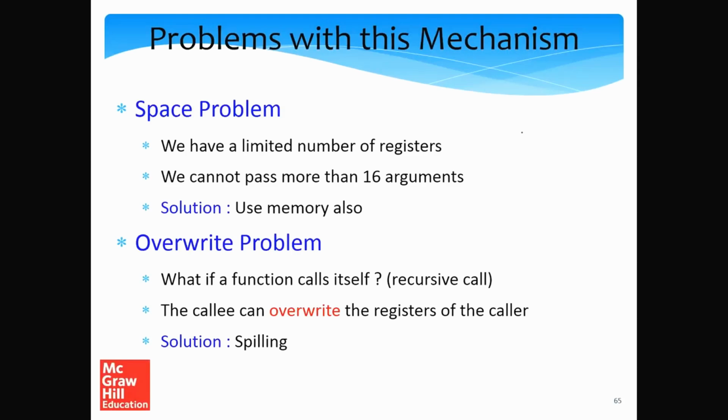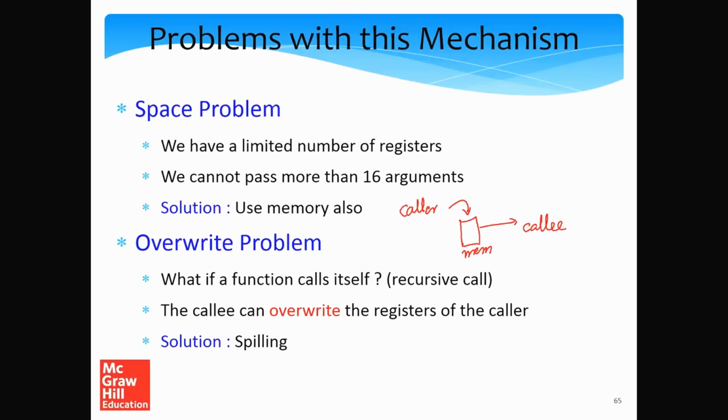So there is a space problem. The issue is that we have a limited number of registers. Let's say in our case we have 16 registers. So we cannot pass more than 16 arguments. It's not possible for us to actually pass more than 16 arguments to the function. So this is called a space problem. One way that we can solve this is if the caller function puts its arguments into a region of memory, and then the callee function reads the arguments from there.